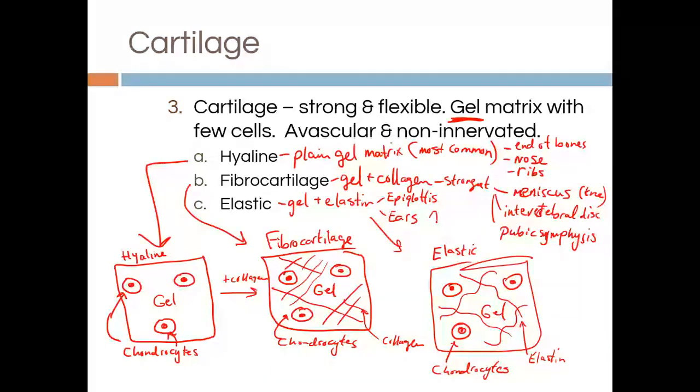So the external ear, this is going to be an ear, just pretend. This part that's like the outside part of your ear that sticks out, you can bend it, but it's also kind of somewhat rigid. That is made of elastic cartilage. So it's very stretchy and flexible.